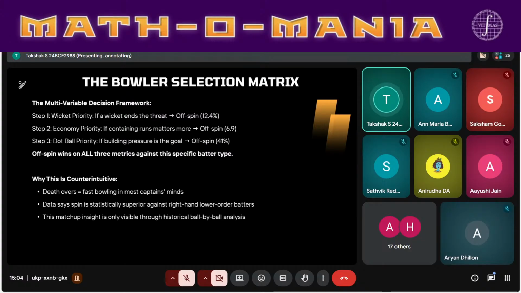This matchup insight is completely invisible without data. You cannot see it by just watching matches, because the sample size in any single match is too small. You cannot feel it through intuition either. The only way to discover it is through systematic analysis of thousands of historical ball by ball records. And once you know it, once your analytics team has run this matrix for every batter in the tournament, you have a real usable edge.